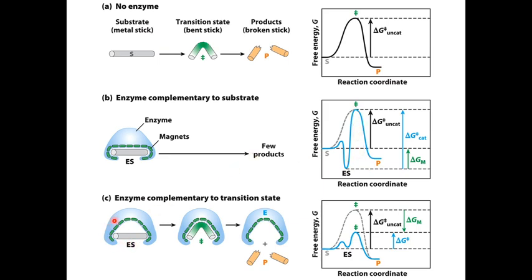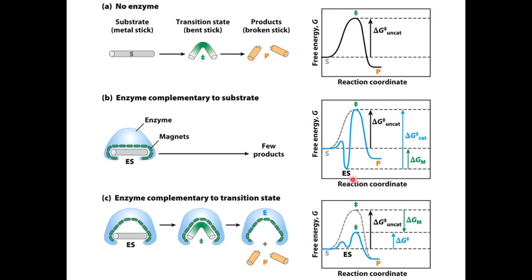But let's imagine the enzyme active site looks like a transition state, or a bent metal. Now in this case, the enzyme can bind S, or substrate, and form ES, and then the transition state. And in this case, because the shape of the enzyme active site resembles a transition state, you can easily bend it and form the products. And so in this case, the energy diagram changes. Going from ES to P is much smaller here.